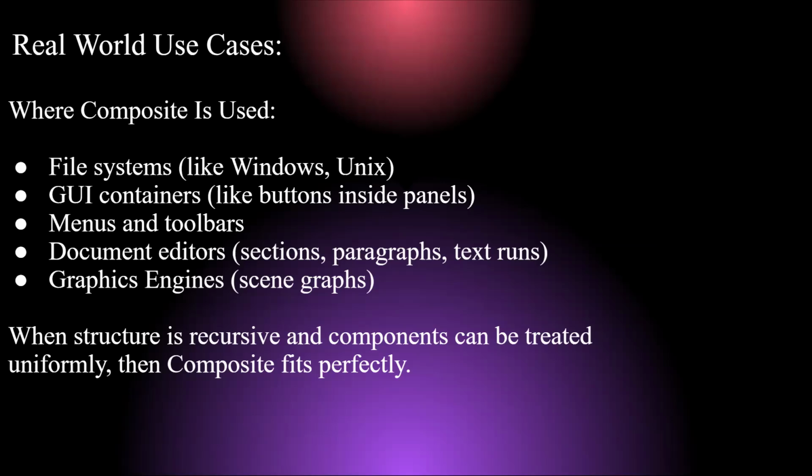The composite pattern is widely used in the real world. Some practical examples include file systems, where folders can contain files or other folders, but everything supports the same operations. Then we have graphical UIs, where windows contain panels which contain buttons or sliders. Then we have menus, which have drop downs that can contain items or nested submenus. And we also have document editors, where documents contain sections, which contain paragraphs, which contain text runs. Any system where you deal with recursive structures and need uniform treatment of single and group elements is a perfect candidate for the composite pattern.